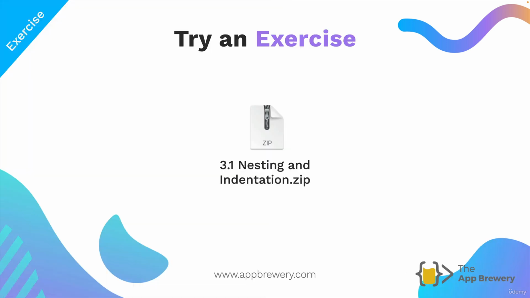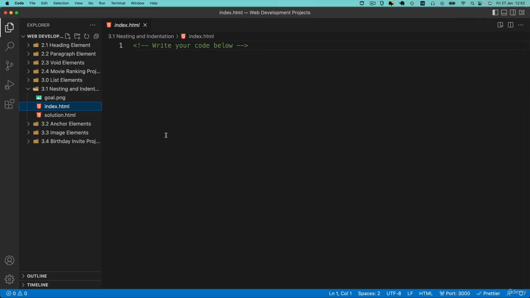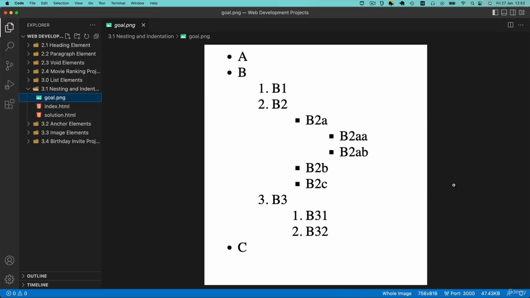Now let's try an exercise to really drill this home. I want you to download the nesting and indentation zip file from this current lesson, and I want you to open it up inside VS Code as you have done previously. Now in this case, if we take a look at our goal, it's to create a super complex nested list.